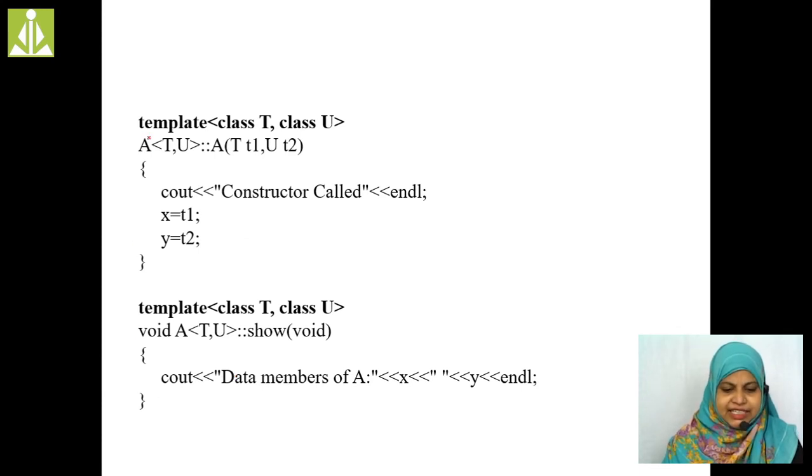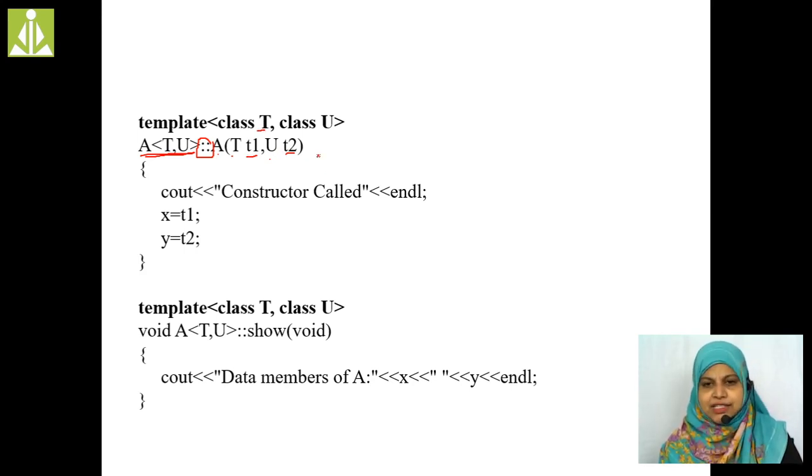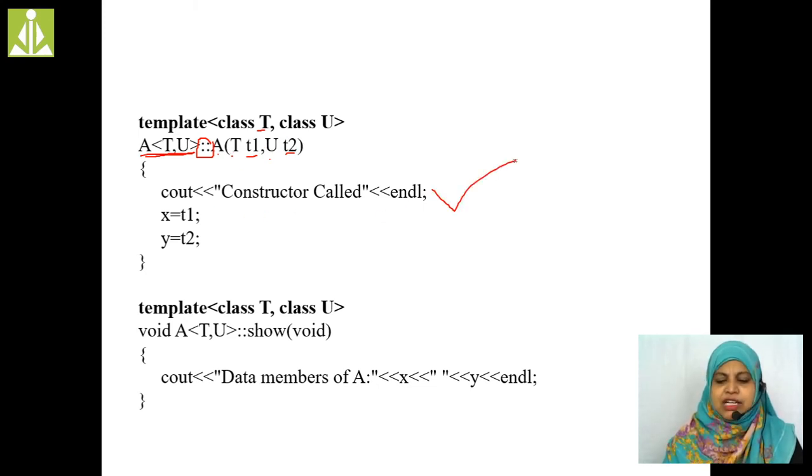See here, A T comma U. Whenever we are going to implement any constructor outside the class, we have to use the scope resolution operator. A T, for this class T, T1 is the variable. For class U, T2 is the variable. We are passing T1 and T2. T1 is related to class T, T2 is related to class U. Cout constructor is called.